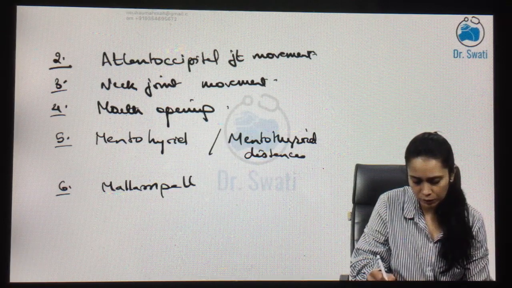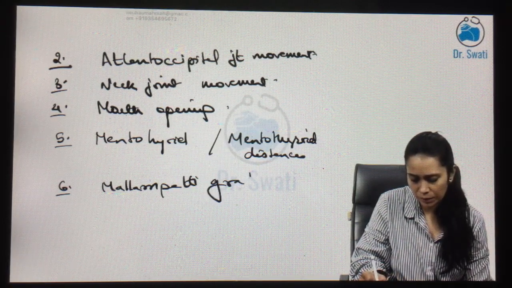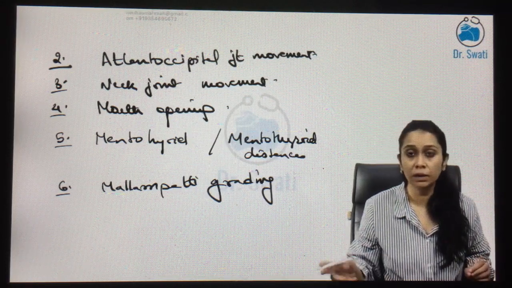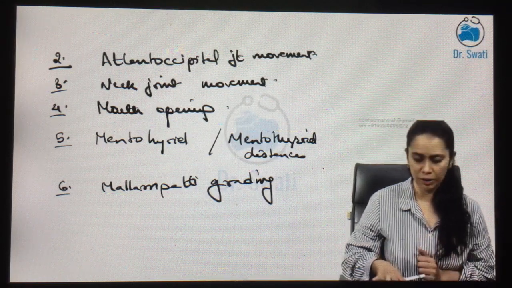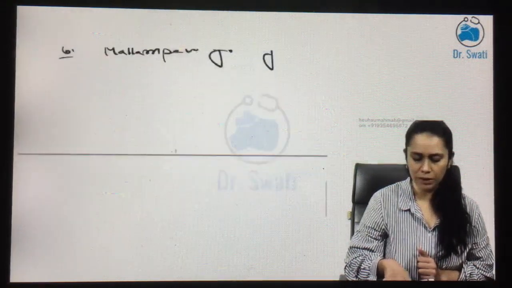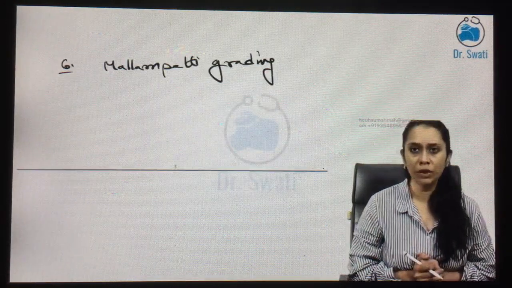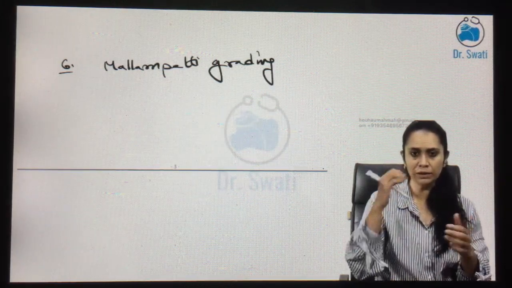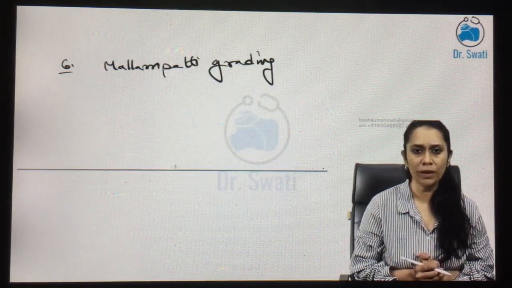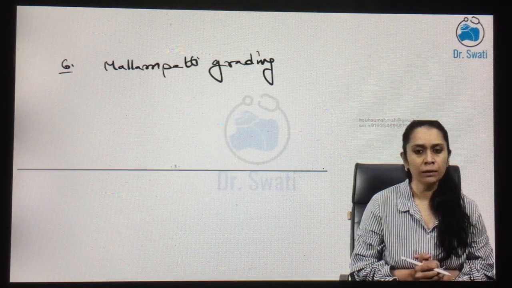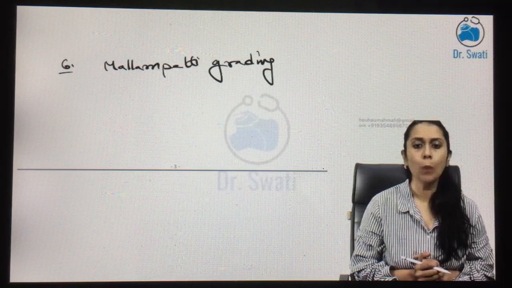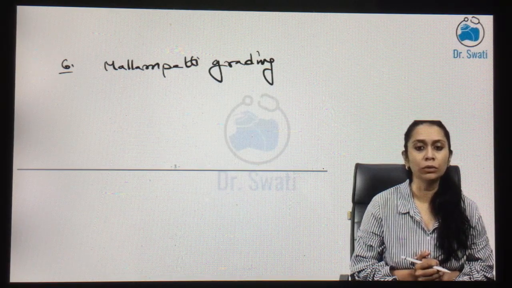And one very important thing we do is Mallampati grading. What is this Mallampati grading? Now there must be so many of you who may have done it. How do we do this Mallampati grading? I ask the patient to sit in front of me at the same eye level, and ask my patient to open his mouth. Then I ask him to take out his tongue without vocalization. Open your mouth, take out the tongue, do not vocalize, do not make any sound.